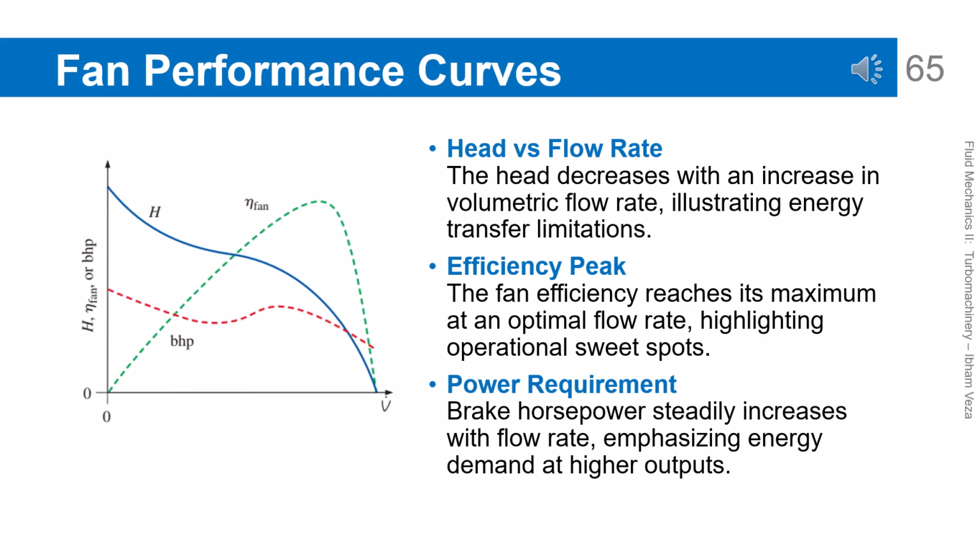Fan performance curves. Performance curves show that head decreases as the flow rate increases. Efficiency reaches a peak at an optimal operating point. Beyond this point, even though the flow increases, efficiency decreases. Brake horsepower keeps increasing with flow rate, indicating higher power demand. These curves form the main basis for fan selection and operation.